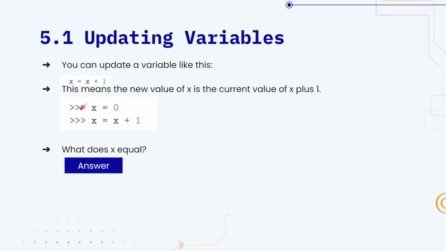So let's say x equals 0, as we have right here. I want to add 1 to x for whatever reason, so I say the new x would be equal to the previous x plus 1. So what would this new x equal? Well, it would equal 0 plus 1, which is 1.